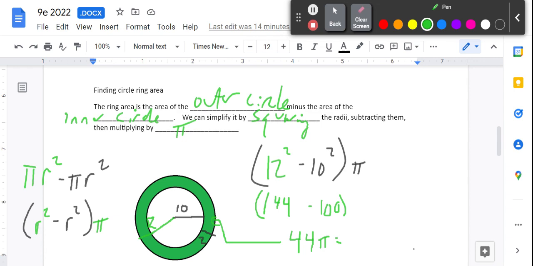Okay. I think it's simpler to do it that way because now we don't have to multiply and do all that. It looks a lot cleaner. Our final answer would be 138.16. But doing this by squaring the radii, subtracting them, and multiplying by pi just makes it nice and cleaner. And if you want to leave your answer as 44 pi, that is totally fine.